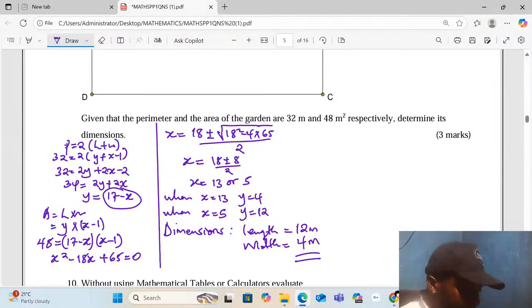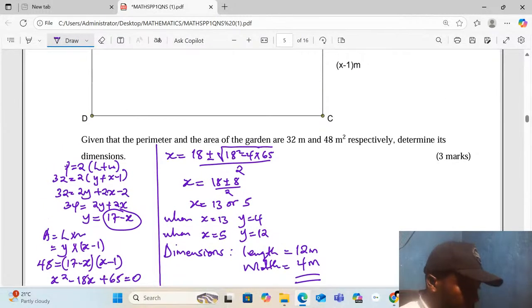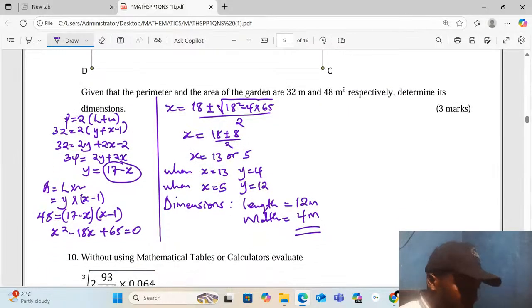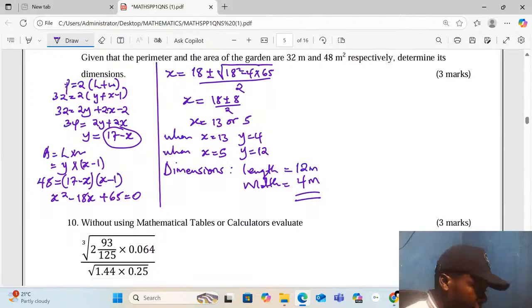Now, you can confirm your answer such that when you take 2 into 12 plus 4, you're going to get 32. That is now 16 times 2. And you can confirm with the area: 12 times 4, you must get 48, which is correct. So that is how you get your 3 marks.